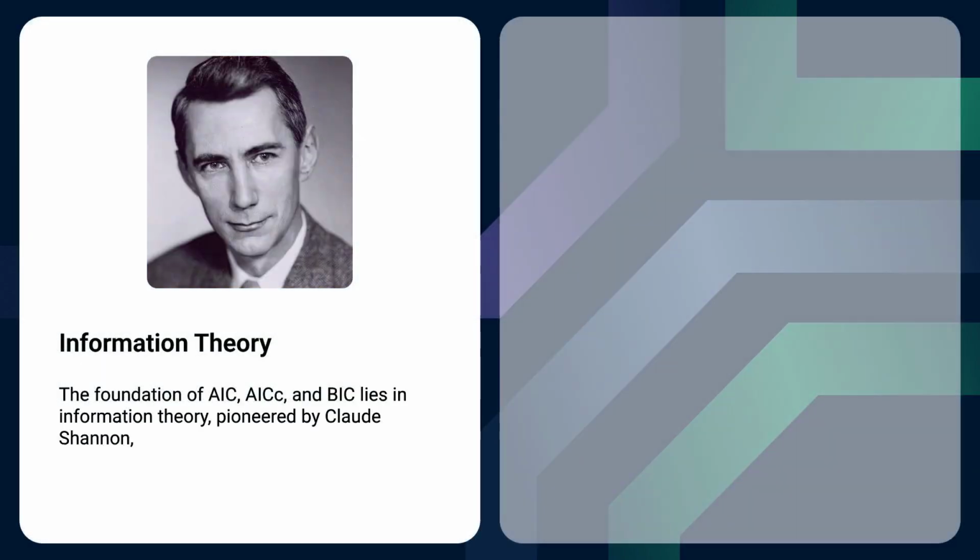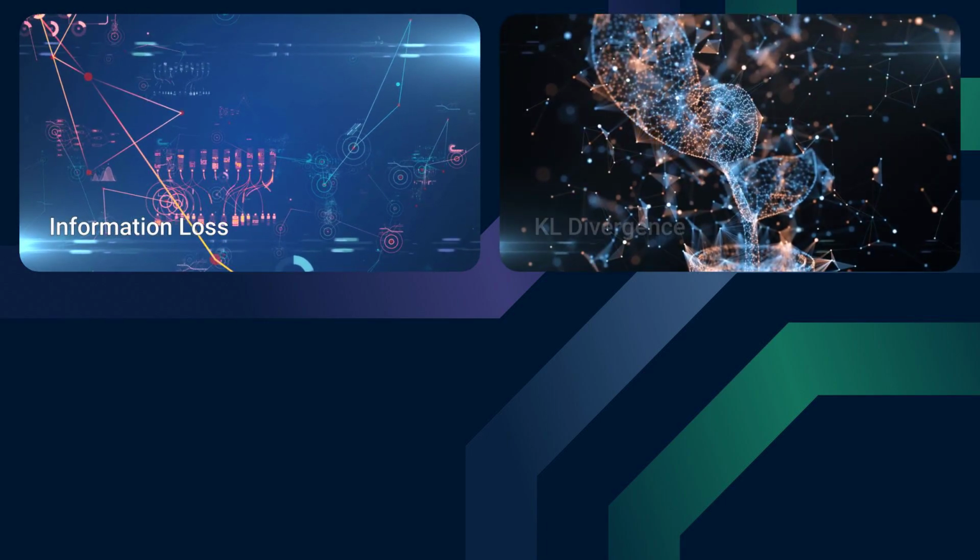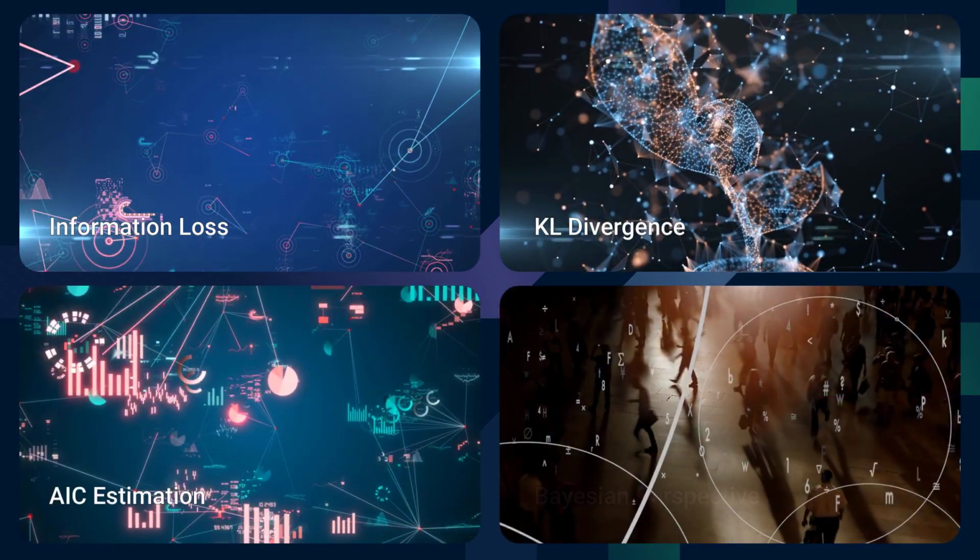The theoretical foundation of AIC, corrected AIC, and BIC lies in the realm of information theory. At its heart, information theory, pioneered by Claude Shannon, deals with the quantification of information. One key concept is entropy, which measures the uncertainty or randomness in a system. When we fit a statistical model to data, we are essentially trying to capture the information contained within that data. An ideal model would capture all the relevant information and none of the noise. However, in reality, any model will lose some information about the true underlying process.